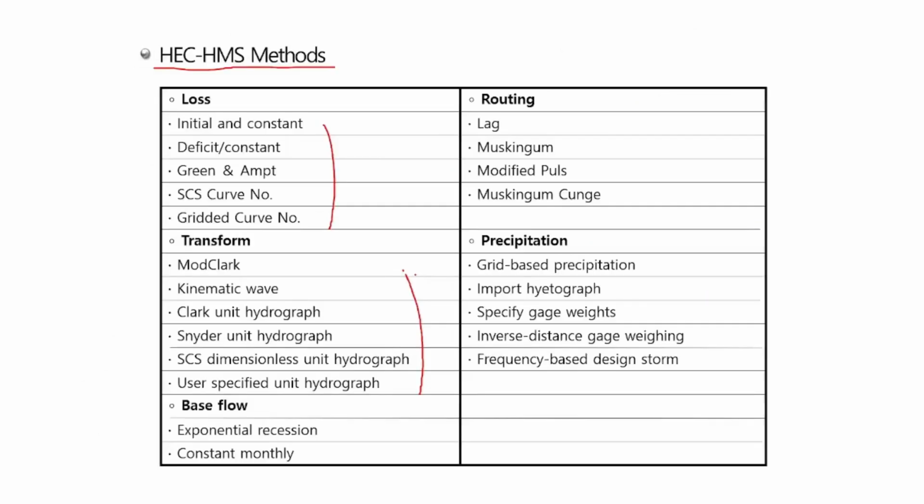Okay. So for the loss part of the rainfall runoff model, we have these. And then for transform, we have these different types of methods. For base flow, we have these. Routing, we have these. Precipitation, we have these. Okay. You just have to know that there are these different types of methods, and then depending on which method I tell you to use, the result will differ.